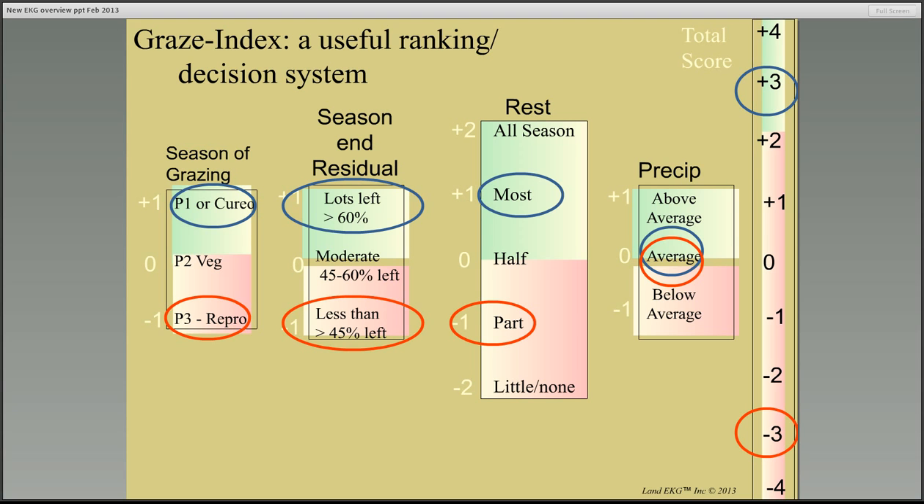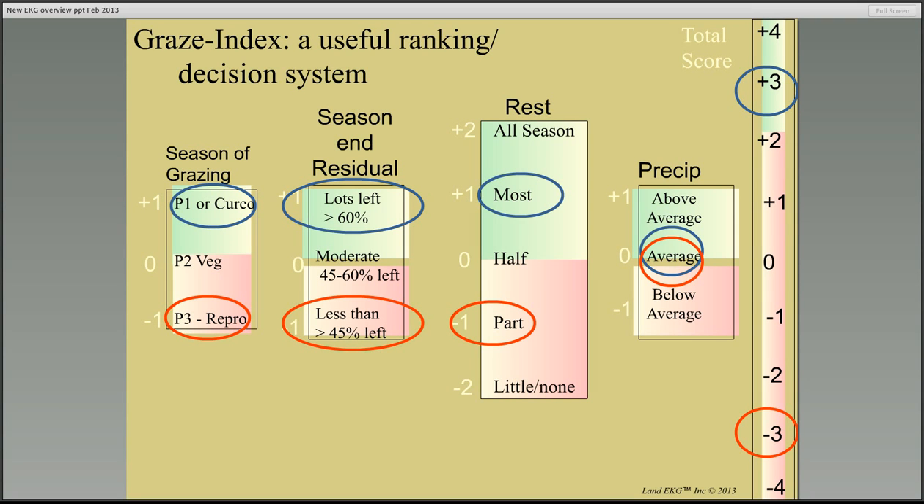The idea of rest is a big one. You'll notice that it goes from +2 to -2. Science has primarily figured that if the plants have enough rest, the rest can compensate, and in this case it has twice the value of either one of these other individual categories. Rest can make up for a lot of ills. In some cases, in arid landscapes, less than 20 inches of rainfall, 15 inches, something like that, this category idea of giving it all season, most of the season, half, part, or little to none of the season rest applies.